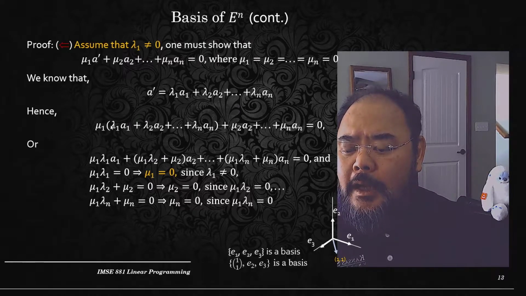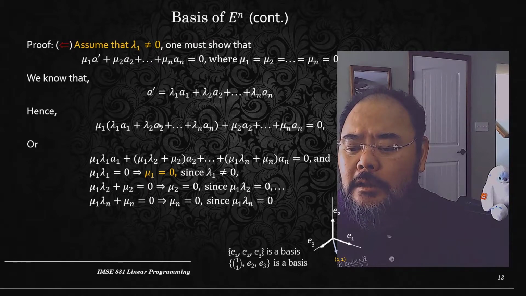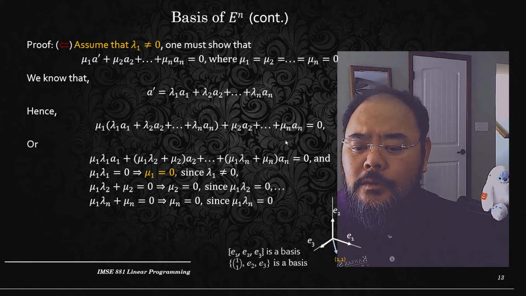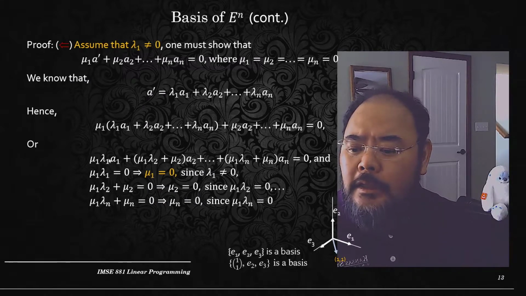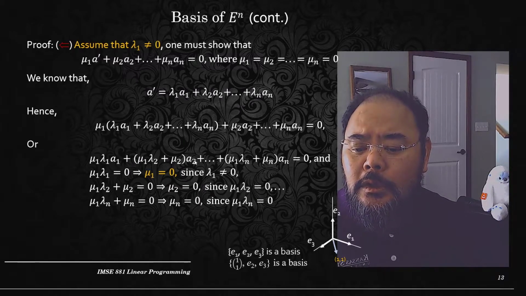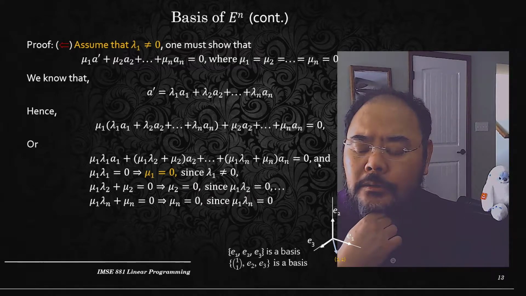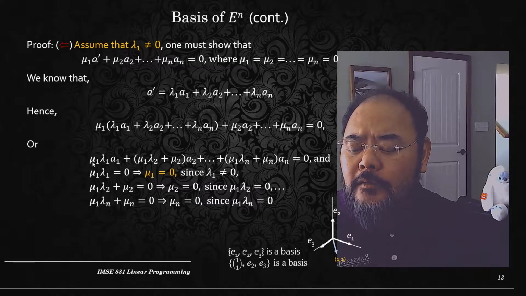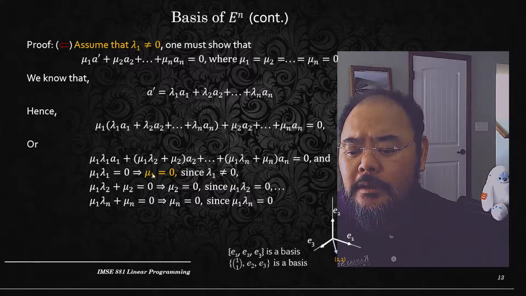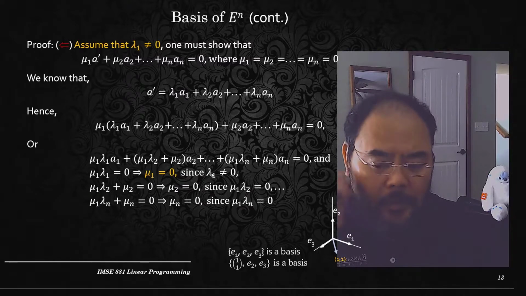So we can multiply them out, expanding this equation, and collect all the terms from A1, A2 through AN. So the next equation will be mu1 times lambda 1 times A1 plus mu1 times lambda 2 plus mu2 times A2, and all the way through the end. But look at the first term. If lambda 1 is not equal to 0, then mu1 times lambda 1 has to be equal to 0. Of course, mu1 has to be equal to 0 since lambda 1 is not 0.